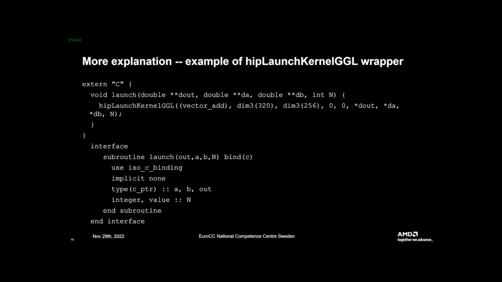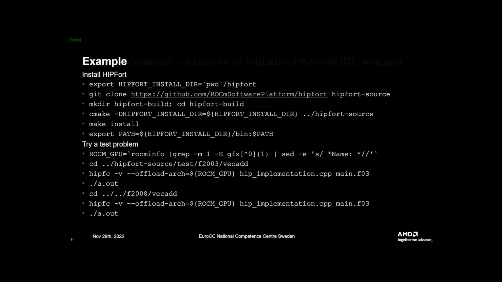So let's look at our HIP launch kernel wrapper. So this is how you would launch a kernel on the GPU. We're going to call this launch routine from Fortran. So we create an interface, call it launch, and it will invoke the HIP launch kernel. So now from your routine, you can just call launch. Now, what does this look like in your routine? Well, here's our example that we're going to do.